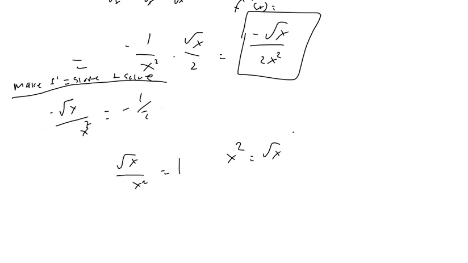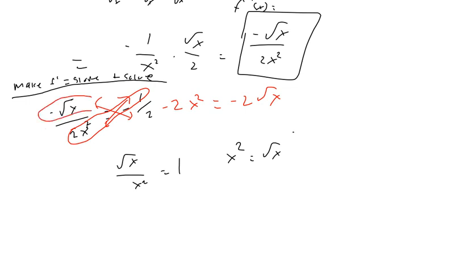I've got 2 fractions here, right? If I cross multiply, I've got negative 2x squared equal to -2 radical x. Negative 2x squared times the -1, and negative radical x times 2, and then I just cancel the -2 on both sides. So I've got x squared equals radical x. Basically what I did here is multiply both sides by x squared.